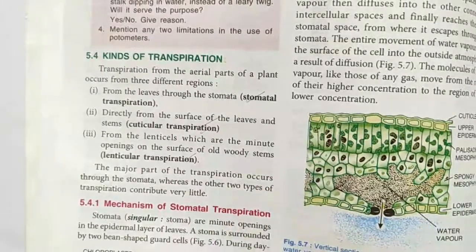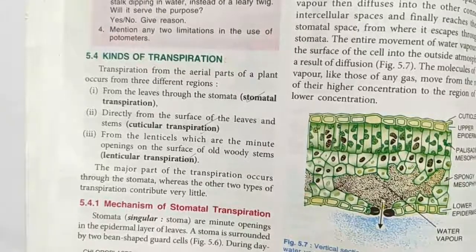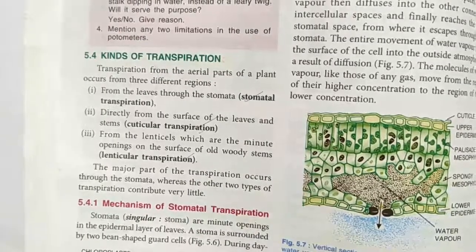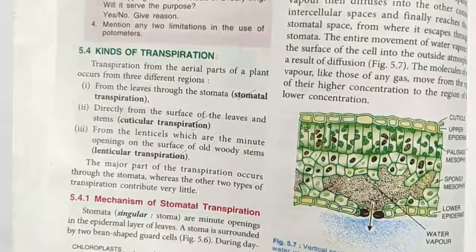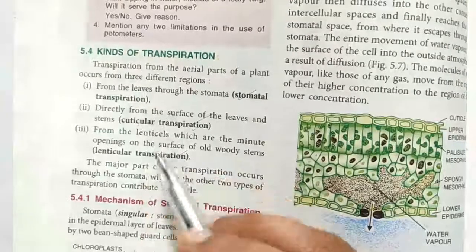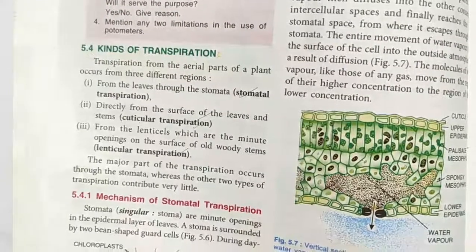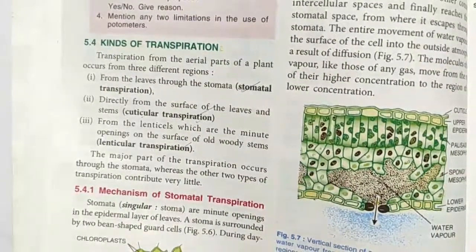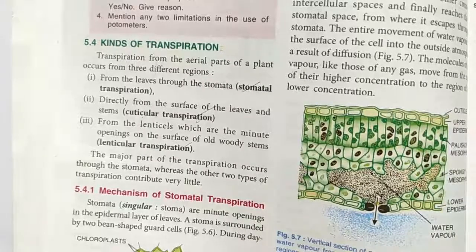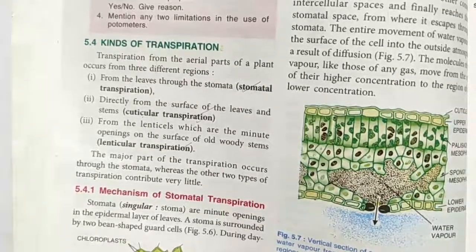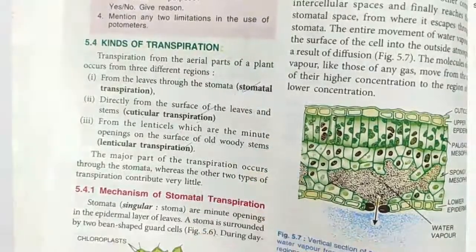The second part is cuticular transpiration. The cuticle is basically a fine layer present on the surface of leaves and stems, from where gas exchange takes place. The third one is lenticular transpiration. Now what are lenticels? Lenticels are present in old woody stems. Whenever the mesophytic cells become permanent, they form the bark of the tree. In this bark of the tree some pores are still there, and these pores are known as lenticels. So basically 3 types of transpiration are there: stomatal, cuticular, and lenticular.